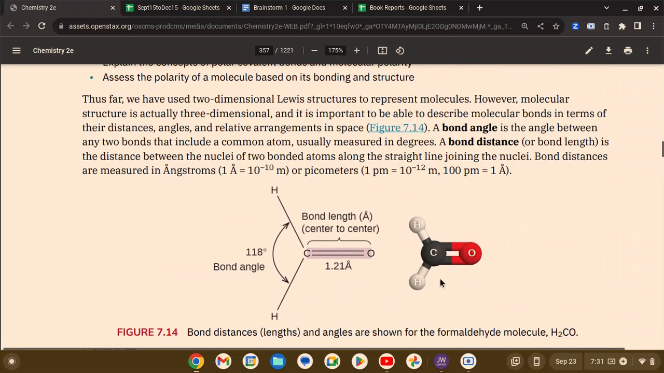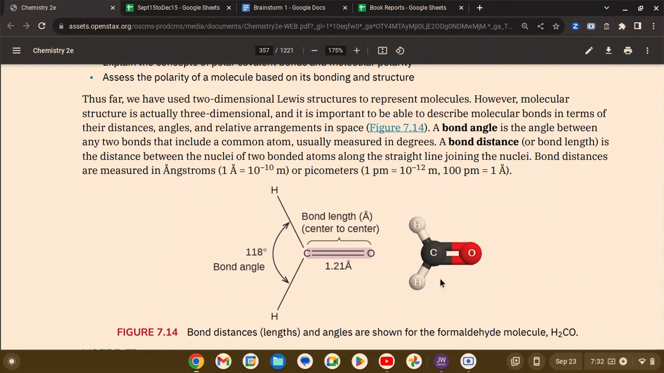Thus far, we have used 2-dimensional Lewis structures to represent molecules. However, molecular structure is actually 3-dimensional, and it is important to be able to describe molecular bonds in terms of their distances, angles, and relative arrangements in space. A bond angle is the angle between any 2 bonds that include a common atom, usually measured in degrees.